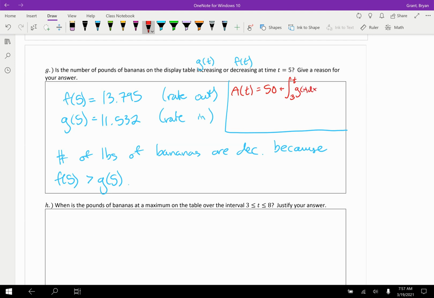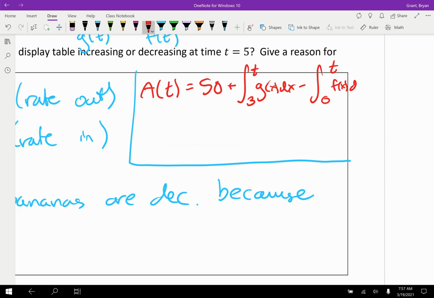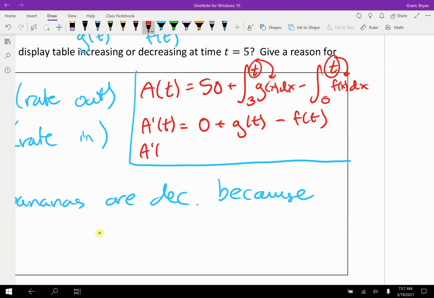The integral from 0 to t of g of x dx minus the integral from 0 to t, I'll zoom in, sorry, of f of x dx. This equation told us the amount of bananas. And whenever you want to find if an equation is increasing or decreasing, you need to look at the derivative. So let's take the derivative of this equation. A prime of t, derivative of an integral. We use the second part of the fundamental theorem, that's g of t, derivative of an integral, minus f of t. Here's my derivative. Then let's see what's happening at 5, right? This becomes g of 5 minus f of 5.